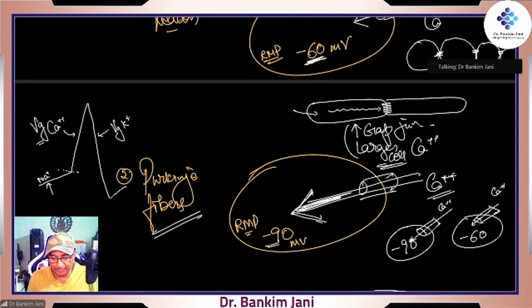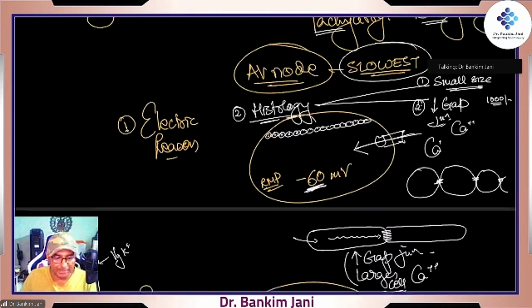So in the Purkinje fiber, the resting membrane potential is minus 90 millivolt, while in the case of the AV node, it is minus 60 millivolt. So that's why calcium will come, definitely fast, but relatively slower as compared to Purkinje fibers. Here, everything is related, correct?